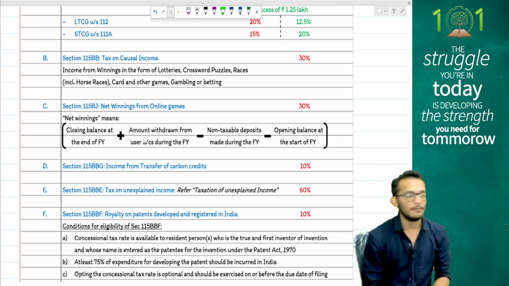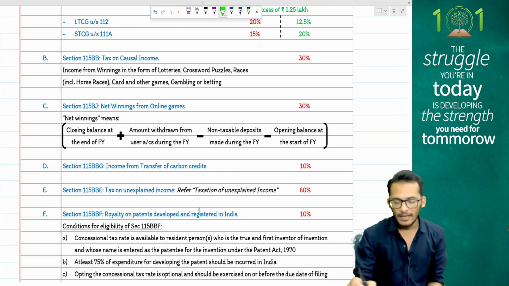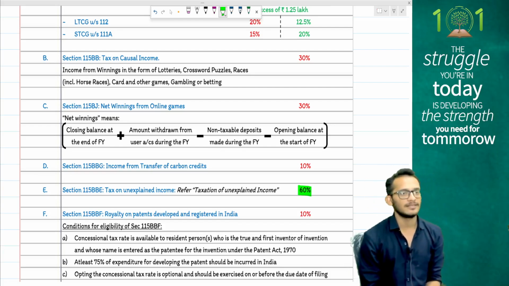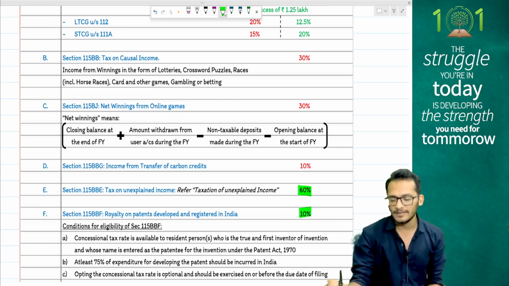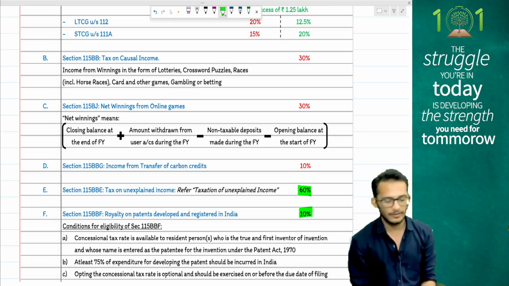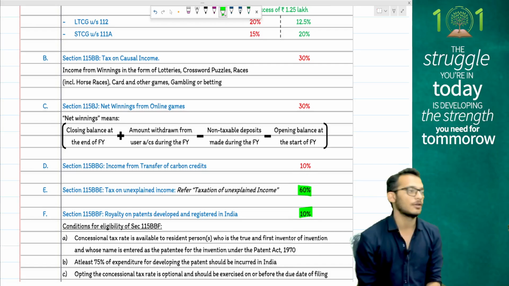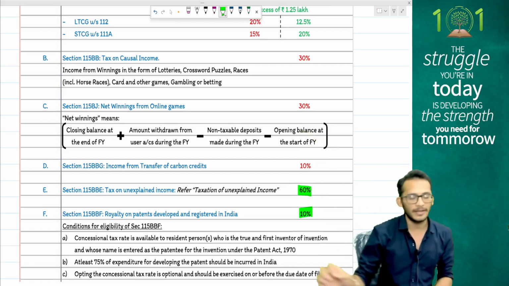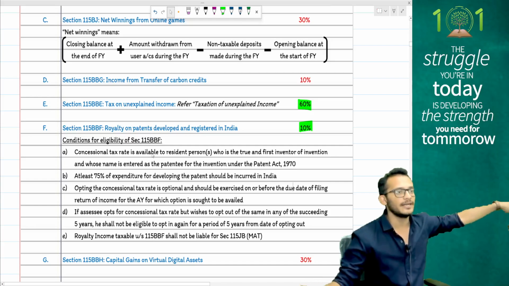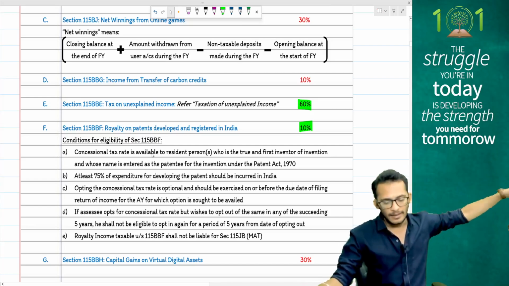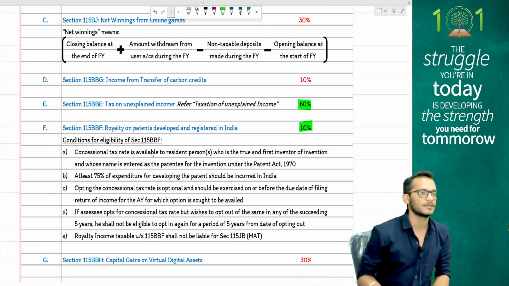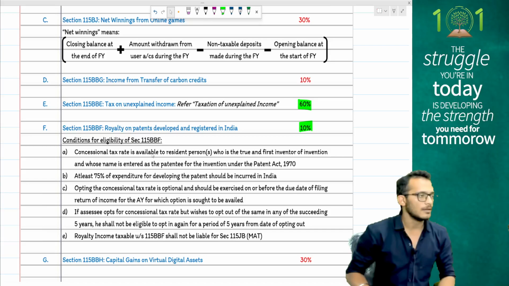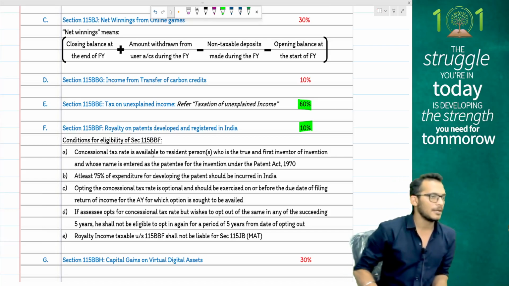Then you have transfer credits from carbon, people, which is also taxed at the rate of 10%. Unexplained income is taxed at the rate of 60% plus mandatory surcharge of 25% plus cess of 4%. Then you have royalty on patents registered in India at 10%, people. 115BBF, where they have come and said if you want to claim this royalty at 10%, you will not be eligible for your 80QQB and RRB. You should have completely done the whole expenditure in India up to 75%. Invention should be registered in India. And you should opt for it for the next 5 years. If you are not doing that, then you have capital gains on virtual digital assets, which are taxed at the rate of 30%. Rules of taxing same as capital gains, same as capital gains.